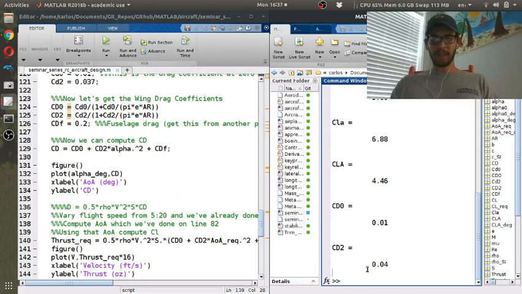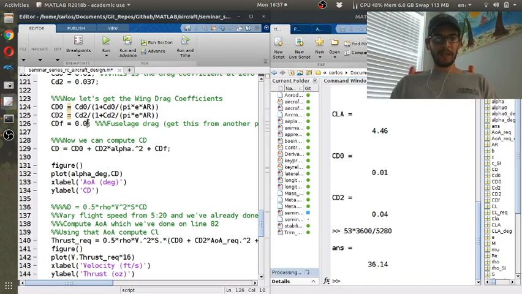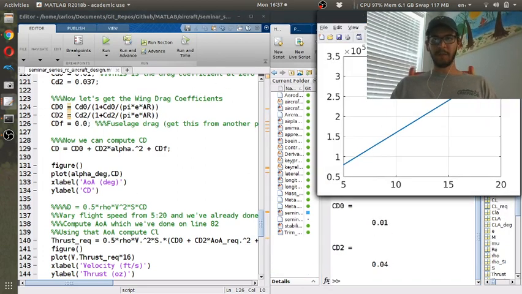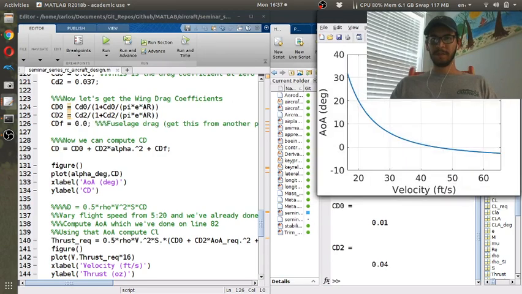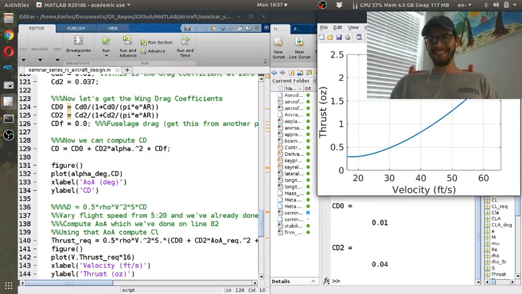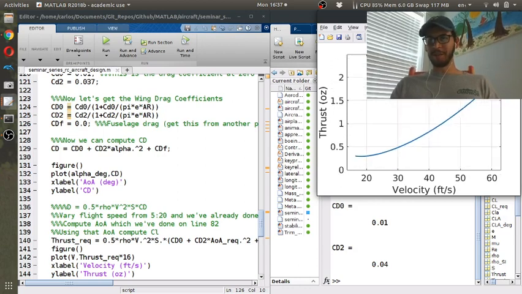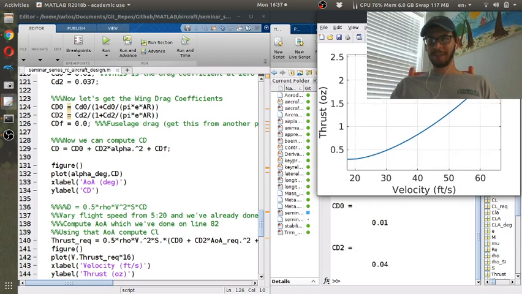Okay, so 53 feet per second times 3,600 over 5,280 is 36 miles an hour. Yeah, that actually seems right. If we got rid of the fuselage drag, how fast does it say we can go? See, that's what's ridiculous. That's why flying wings are so efficient. You can scream this thing. You only need 2 ounces of thrust to fly, according to this. That's ridiculous.